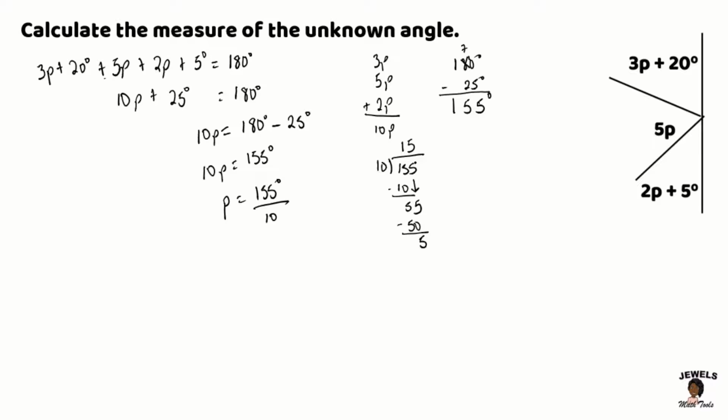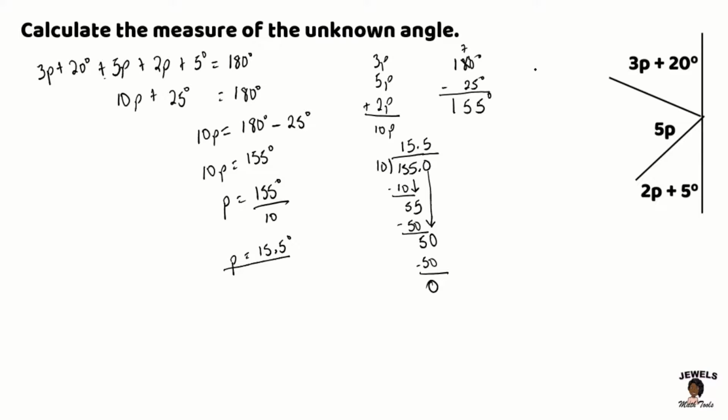And remember, we're going to move into our decimal remainders. So I'm going to be adding in my decimal point, adding in my 0, bringing down that 0, and changing my 5 into 50. And 10 goes into 50 5 times. 5 times 10 is 50. And 50 subtract 50 is 0. So my p will be equal to 15.5 degrees. So now that we found out what p is, we now need to go back and find out what each of our individual angles measure equals.